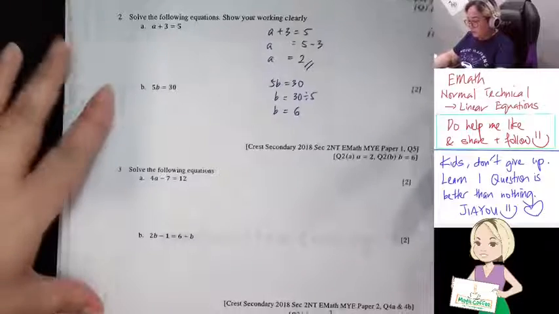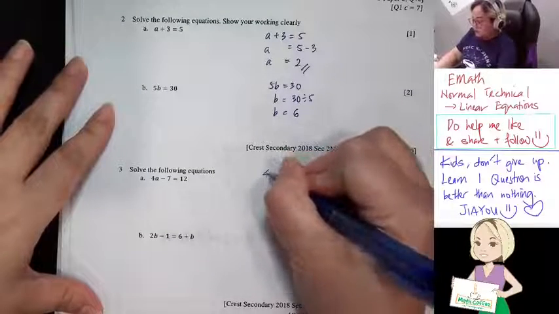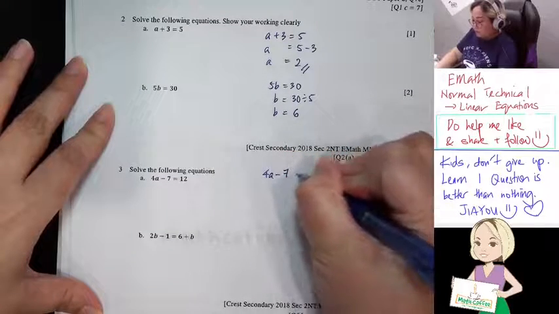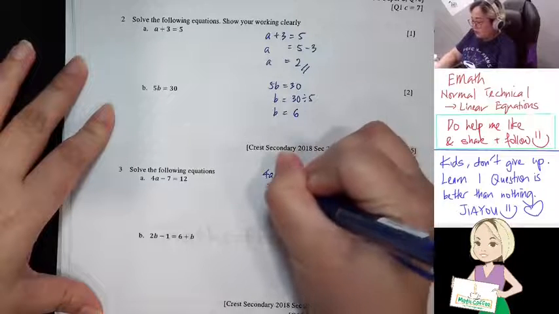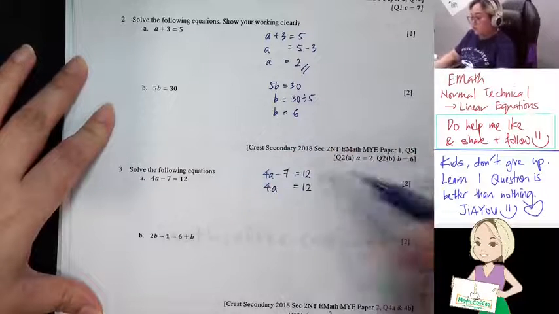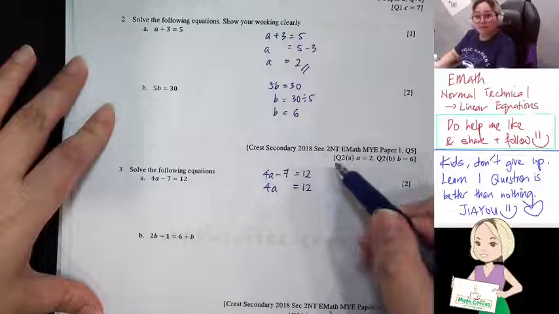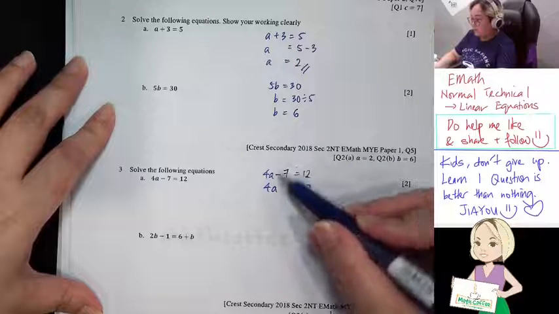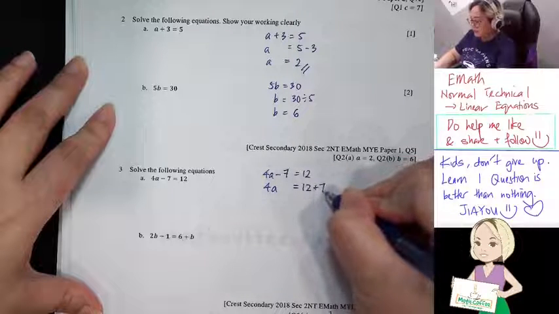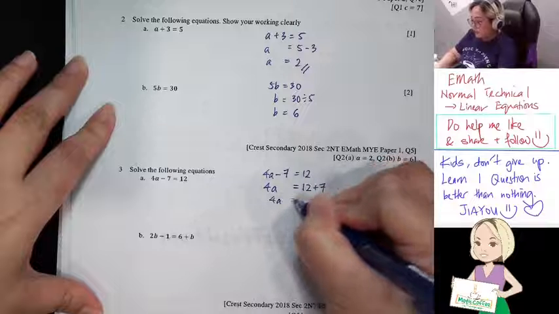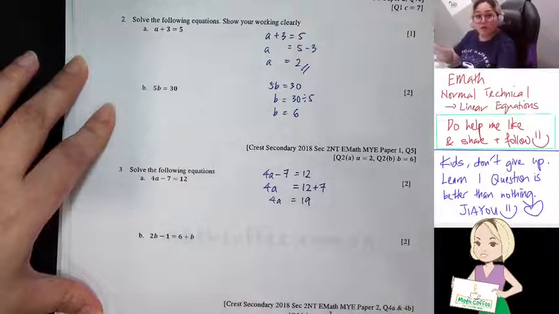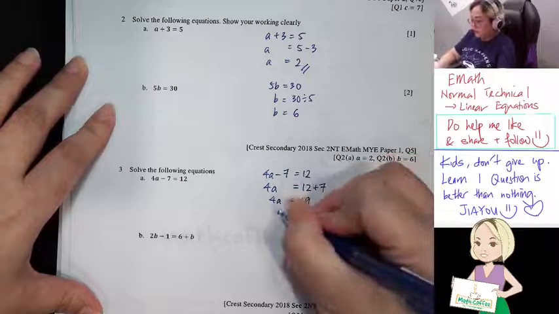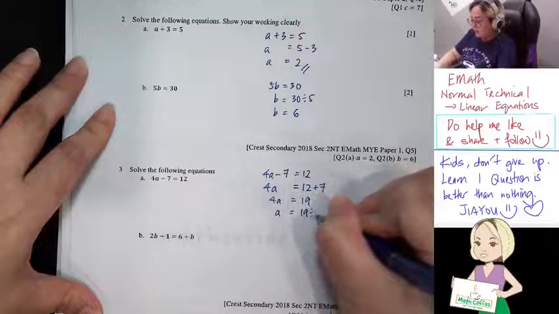Okay, let's move on to the next one. So 4A minus 7 equals to 12. So equal put in the middle, 12 remain, 4A remain. So over here, I need to bring the minus 7 to this side first. Minus 7 bring to the other side, become plus 7. So it becomes 4A equals to 19. Okay, so same thing, like 4 unit is equals to 19. You want to solve A, you get 19 divided by 4.